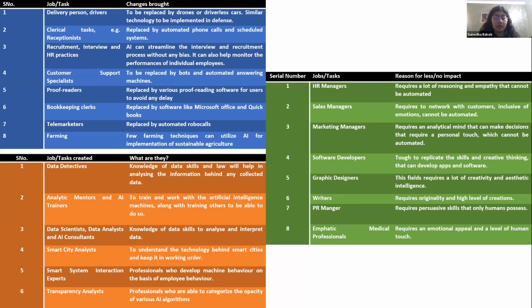The other table, which is about the creation of newer jobs, lists jobs which have been created with the infusion of AI. I think one of the primary examples would be that of data analysts and data scientists. Then we've also got machine learning experts, smart city analysts, and data detectives who are working in the field of cybercrime using AI. We've got transparency analysts and all sorts of AI consultants.